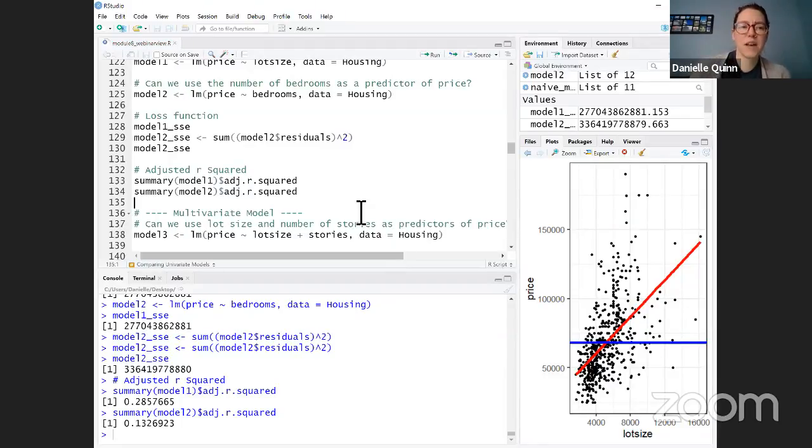Okay, any questions about univariate models? Okay, I'll give you a moment to type. I'm also desperately trying not to sneeze.